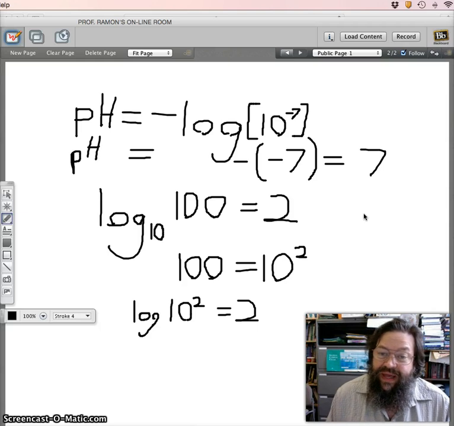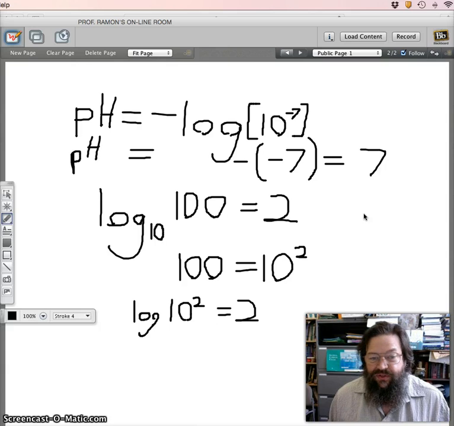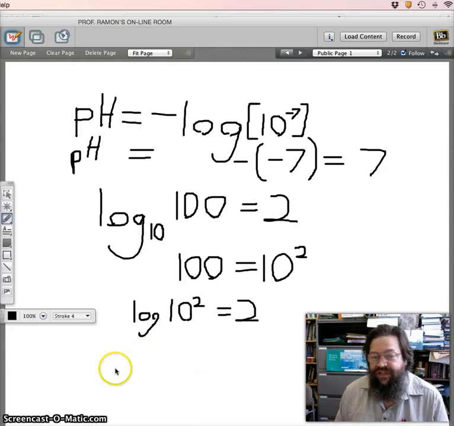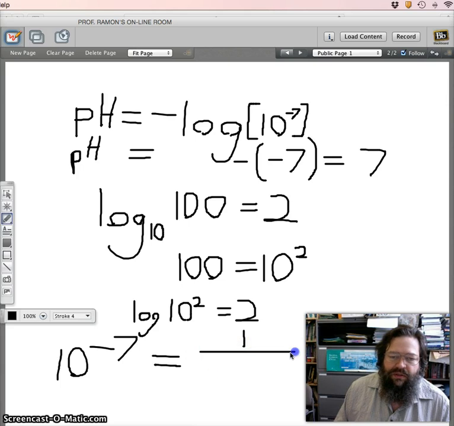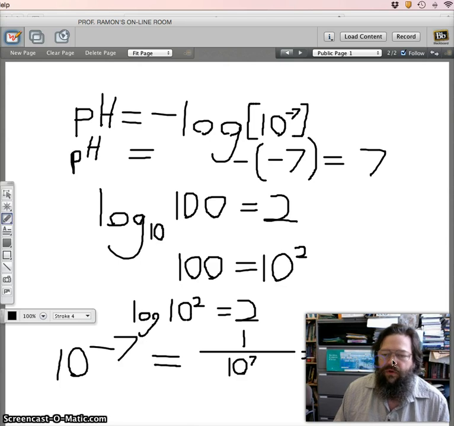And so a pH of 7 means that you've got a concentration of hydrogen ions of 10 to the minus 7. Now you might not be used to thinking of 10 to the minus 7 as looking like a concentration, so it might help to translate that. Negative exponents are really the inverse of an exponent. So this is the same as 1 over 10 to the 7, which is equal to 1 over a 1 followed by 7 zeros. 1, 2, 3, 4, 5, 6, 7.